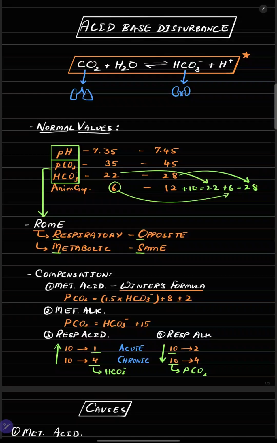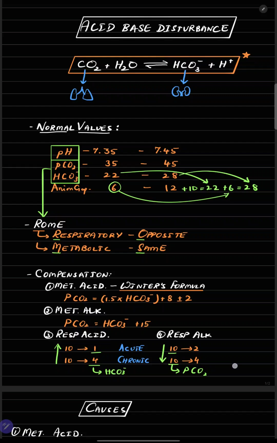Next, we are going to see the normal values that need to be remembered. The normal pH, PCO2, HCO3 minus, and anion gap should be remembered. The normal pH is 7.35 to 7.45. From this, we can extract the PCO2 values as 35 and 45 respectively. And next, the bicarbonate value is from 22 to 28. We'll get back to that later. And the anion gap is 6 to 12.